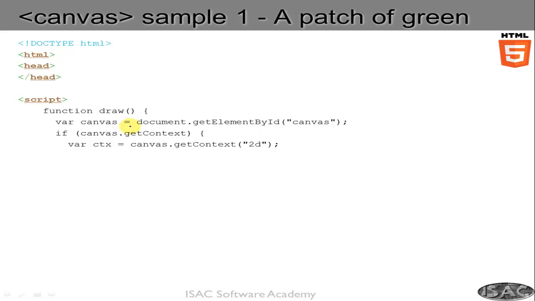Then canvas.getContext. What this line does is check whether the browser supports the context object or not. It checks whether your browser supports getContext or the context object. If it supports it, then go ahead and create a context object. So this is your context object.